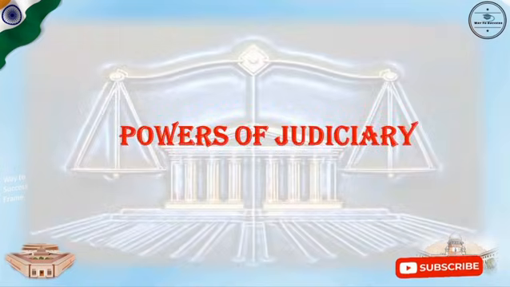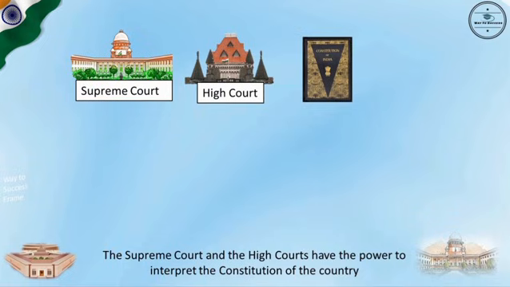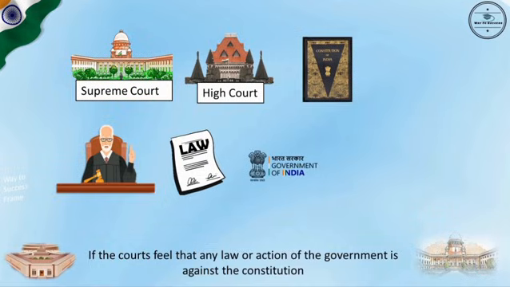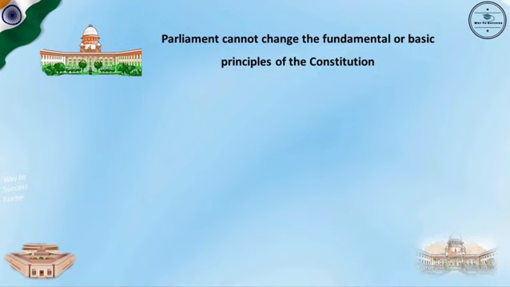Powers of judiciary. The Supreme Court and the High Courts have the power to interpret the constitution of the country. The judiciary can review a law or government action. It is called judicial review. If the courts feel that any law or action of the government is against the constitution, they can declare it invalid. The Supreme Court of India has decided that Parliament cannot change the fundamental or basic principles of the Constitution.